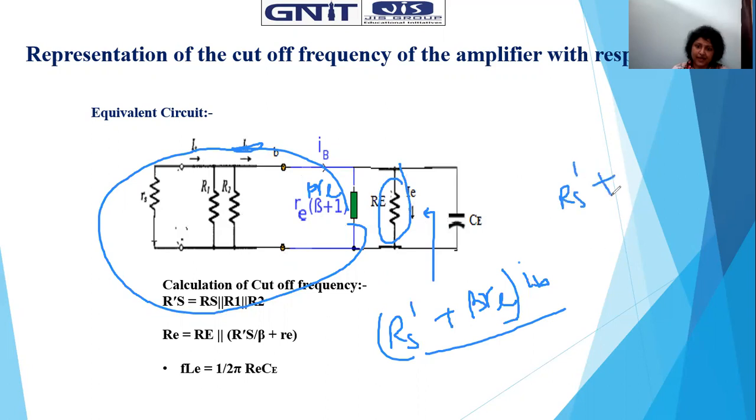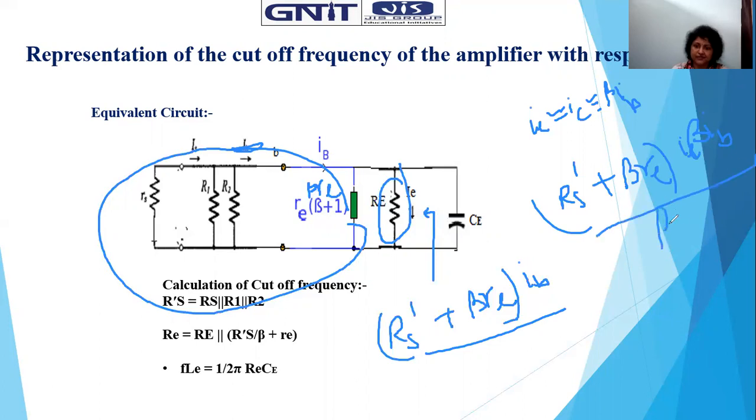R_S dashed plus beta RE multiplied with IE, we need IE, which is nearly equal to IC, and that is nearly equal to beta IB, right? Just put beta IB. Now, what is the extra over there from this expression? That is basically beta. So we need the beta adjustment. That's why beta will be divided, so beta will be cancelled.